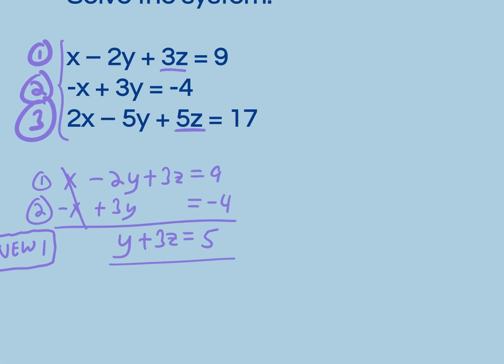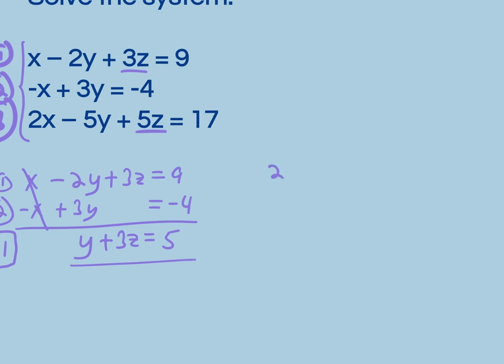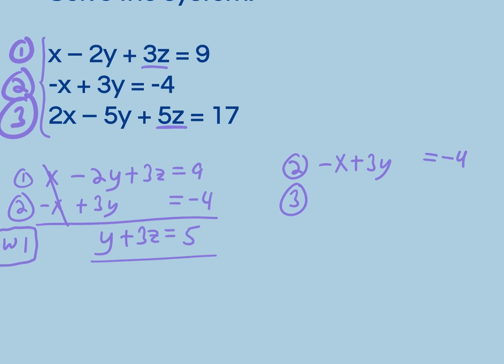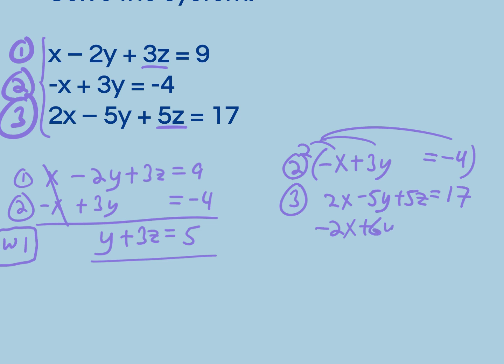Sure, we can do 2 and 3 and multiply equation 2 by 2. So we have a negative x plus 3y equals negative 4. And then we have a 2x minus 5y plus 5z equals 17. And then do we see that we can very easily eliminate x by multiplying this equation by 2? All right, so distribute. You're going to write a negative 2x plus 6y, there's no z, equals negative 8.